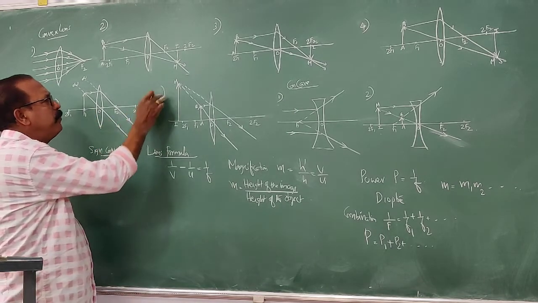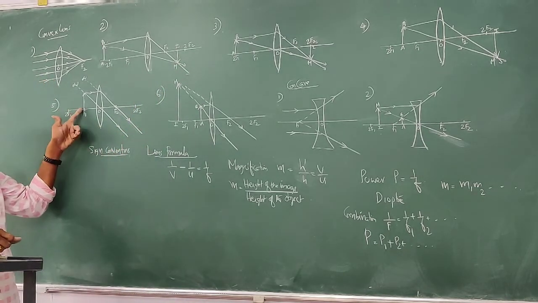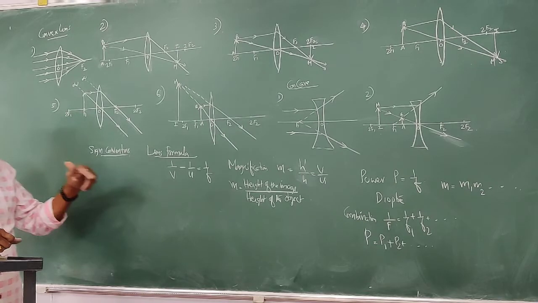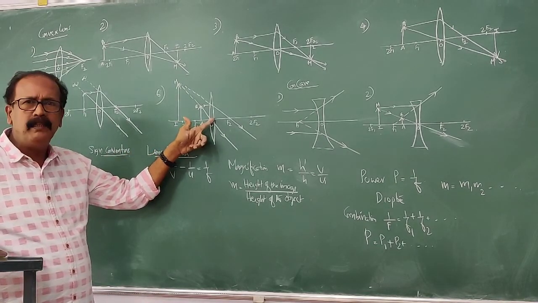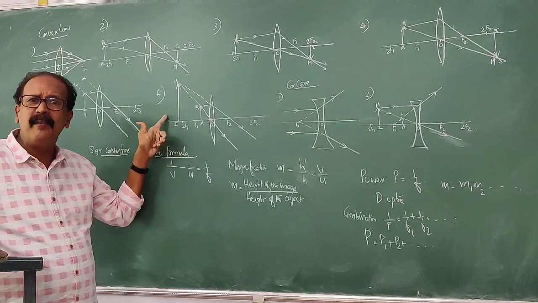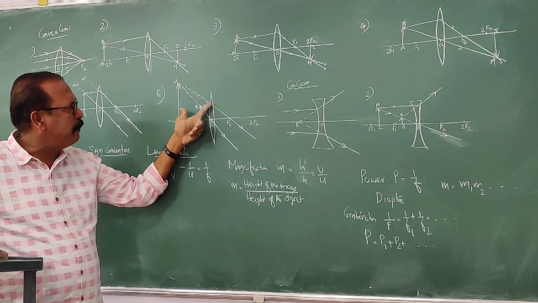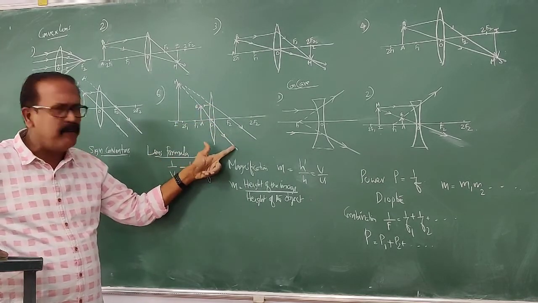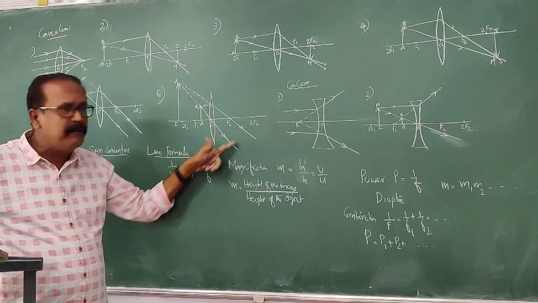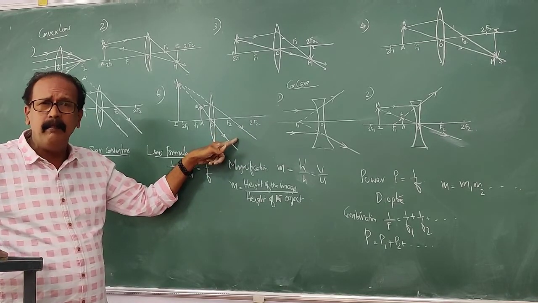Next one, sixth position. Object beyond f1, now between f1 and O, between f1 and optic center. Where should the image be? It must be a virtual image on the same side. One of the rays from the object parallel to the principal axis passes through the focus on the other side. A ray passing through the optic center passes straight. These two rays are diverging out. They will not meet, so there is no chance of a real image.